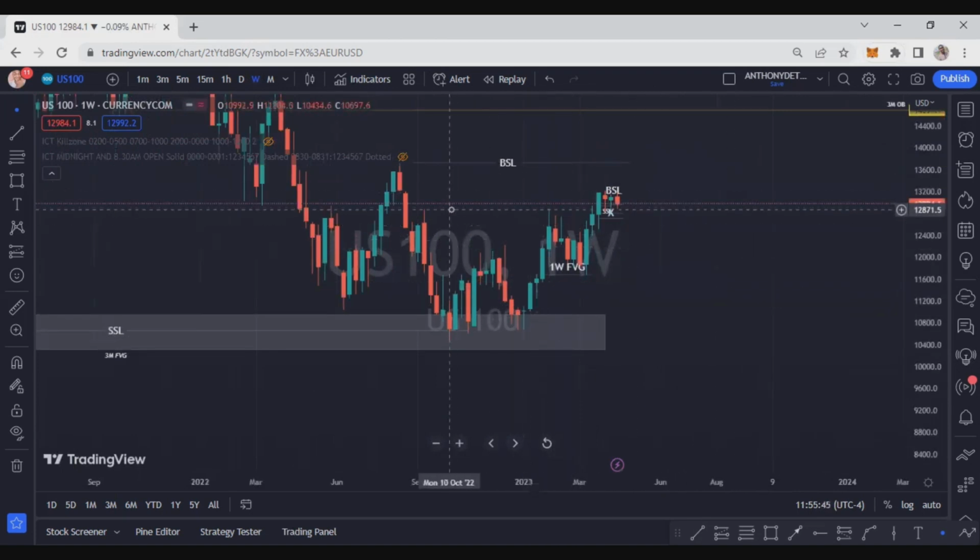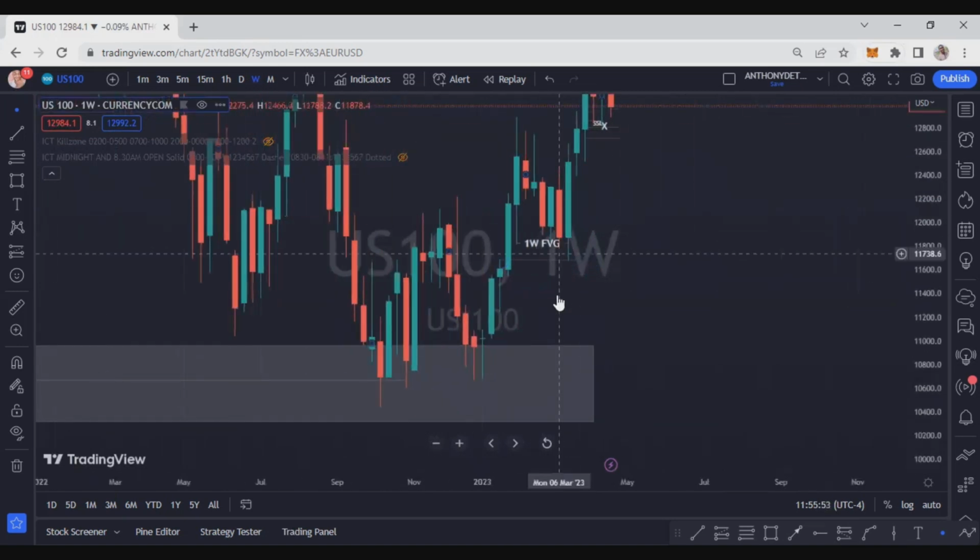Price also took out this buy side liquidity here, a swing high here, took out the buy side liquidity, then dropped into the 1-week FVG. This gap here, this gap between this high and this high is known as FVG. Price filled this 1-week FVG, but know that this is a conservative part, because there is another FVG here. Price might have come down into this place.